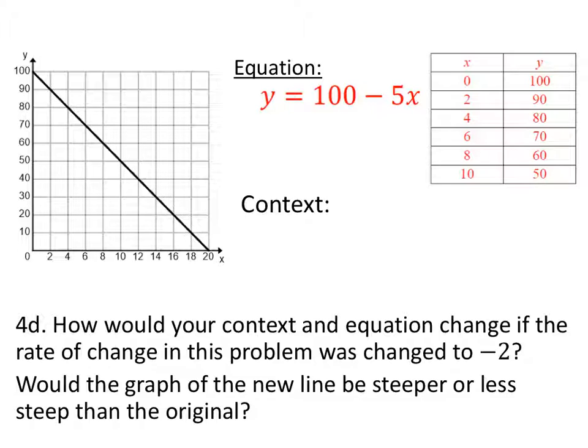So the equation on this one is just changed. We're still going to start with 100 sandwiches. But now the rate of change is 2 sandwiches per day. So multiply that by x, the number of days.